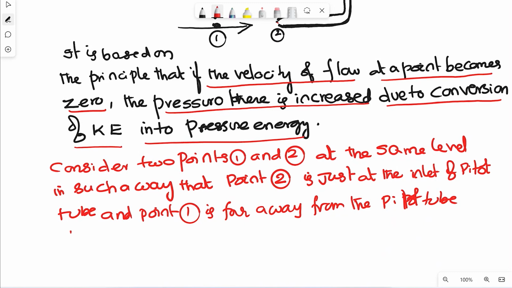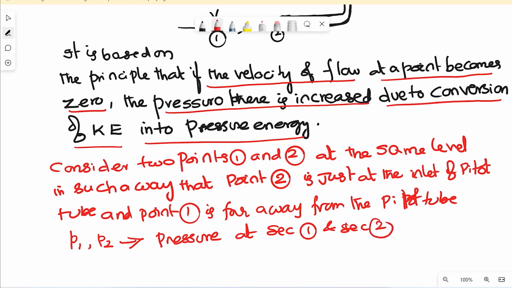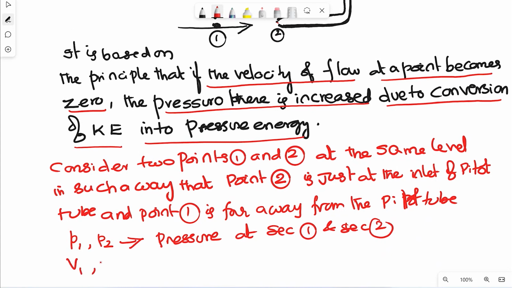Now let us take it. What are P1 and P2? P1 and P2 are the pressures at section 1 and section 2, at point 1 and point 2. V1 and V2 are the velocities at point 1 and point 2.